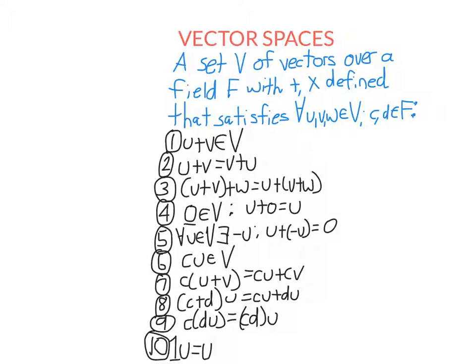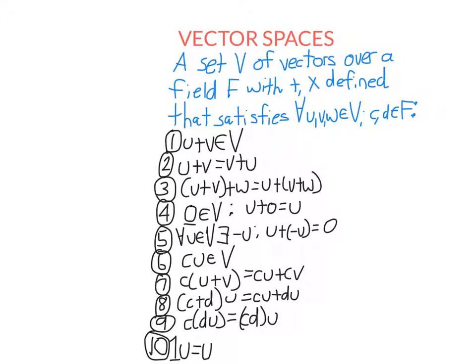So when you add a vector to that zero vector, you don't change the original vector. And the fifth one guarantees the existence of an additive inverse. So for every vector, there's another vector you can add to it to get the additive identity, i.e. the zero vector. So those first 5 axioms basically say that the set of vectors forms an abelian group under addition.